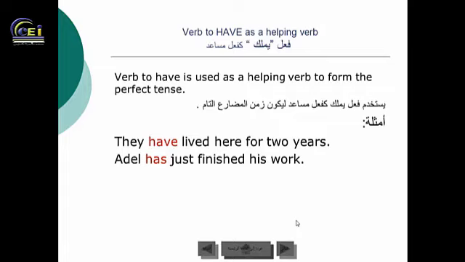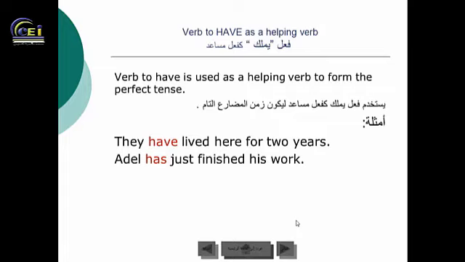They have lived here for 2 years. This sentence is in the present perfect because it is formed from have and the past participle, and "for" is one of the key words in the present perfect.